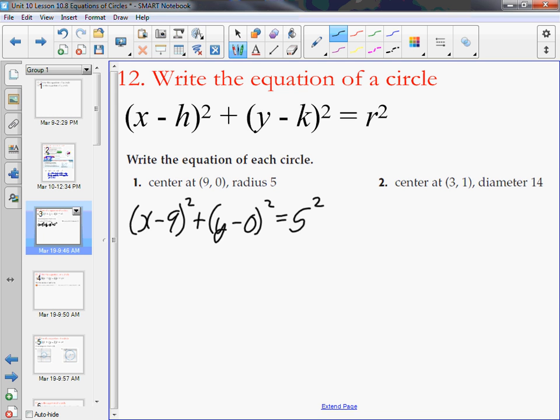And then simplify a little bit. Do not bother squaring that out. Leave it in the form x minus h quantity squared, plus this one we need to simplify though, because y minus 0 is just y squared equals, and what's 5 squared? 25. And that's it. We're done.